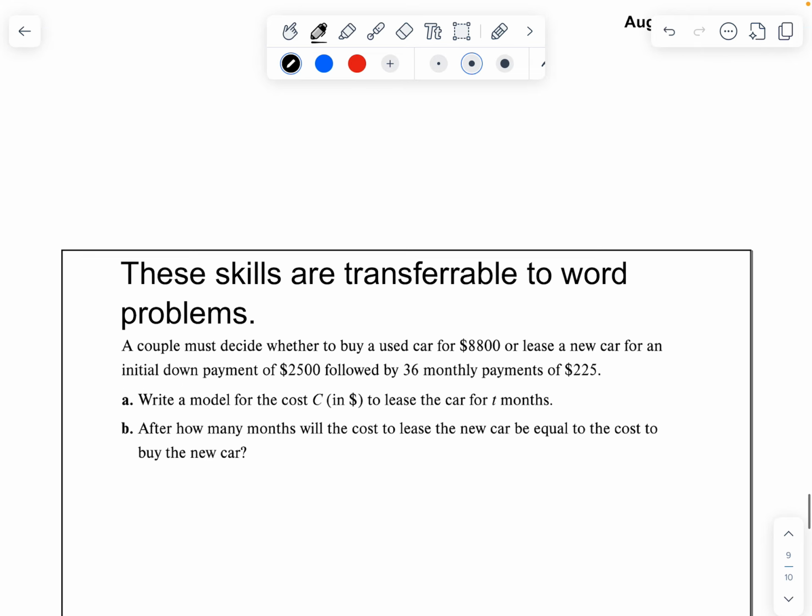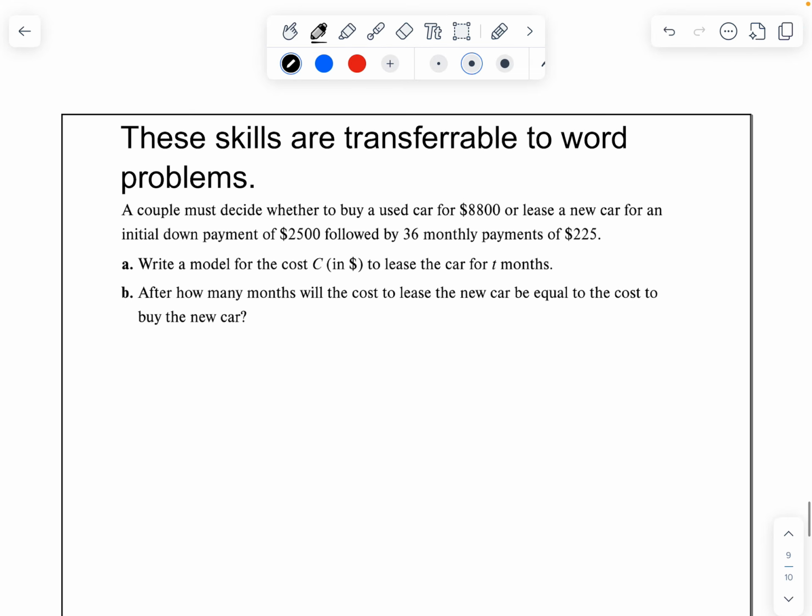All right, these skills are transferable to word problems. So for example, if we have the option to either buy a car or rent a car, we could either buy a car straight up for $8,800, or we could rent a car for $2,500 plus $225 per month.